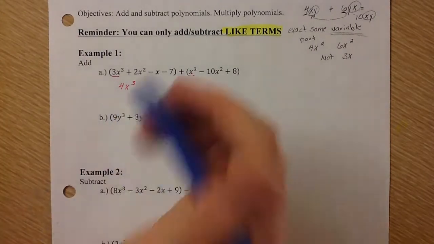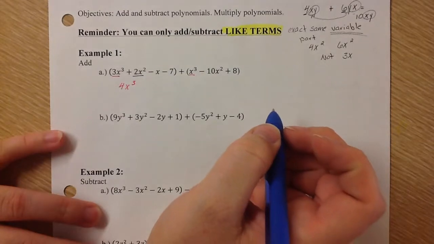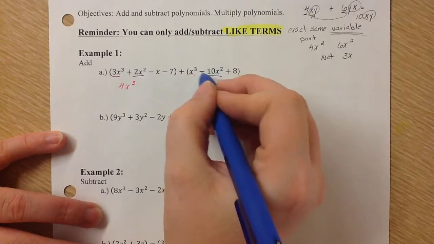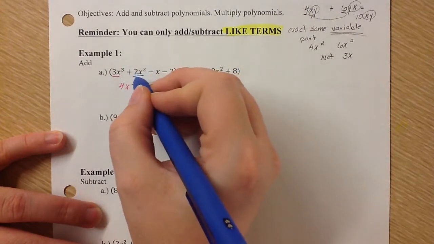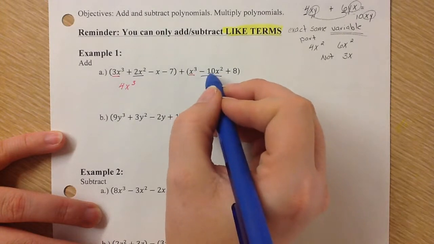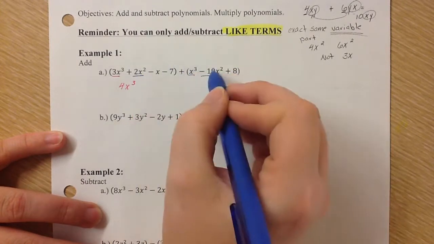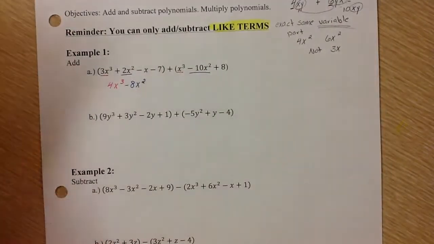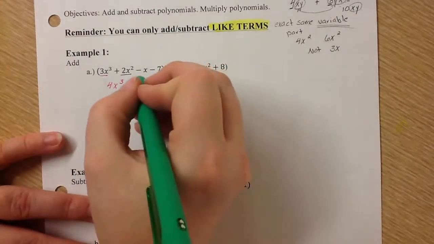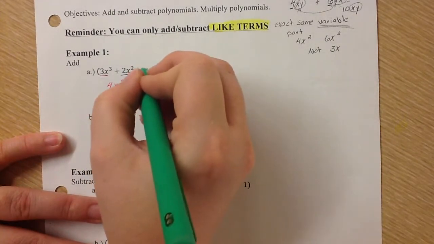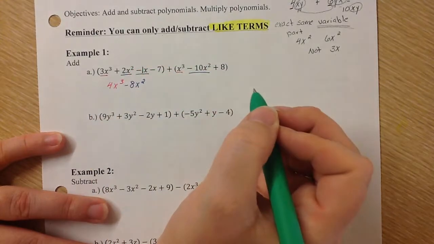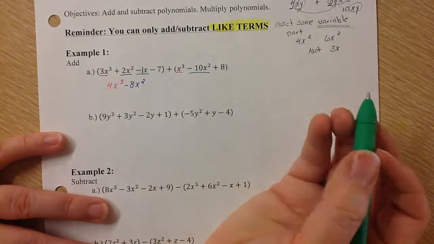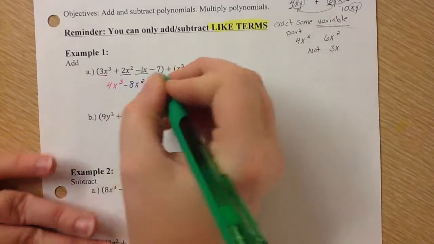Now here we have a 2x squared. Do I have any other x to the seconds? I've got one right there, but that's a negative 10x squared. So I have a positive 2x squared plus a negative 10x squared. If I have 2 and take away 10, I'm left with negative 8x squared. Here I have a negative x, and that's only one of them. Sometimes it's helpful to write the 1 in there: negative 1x. Do I have any other x's? I don't, so I have nothing to add to that. We'll just write negative x.